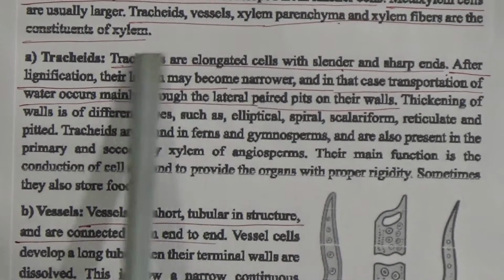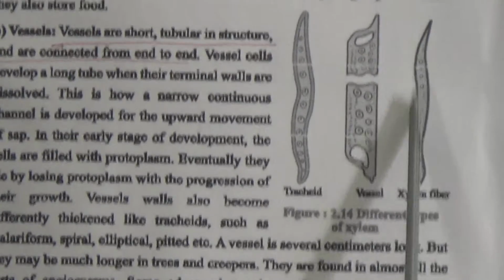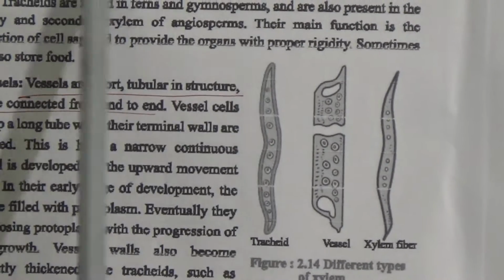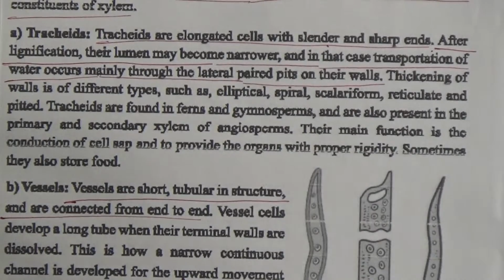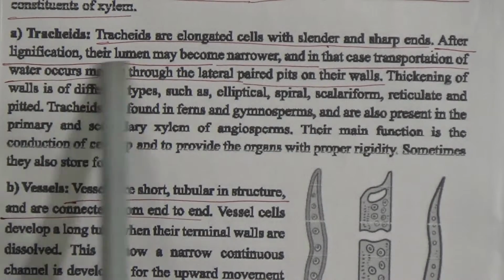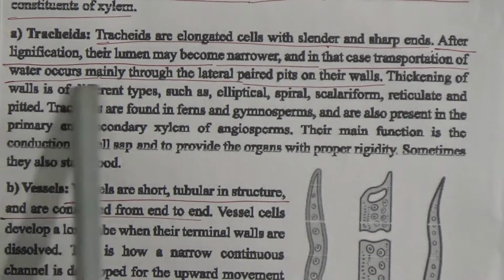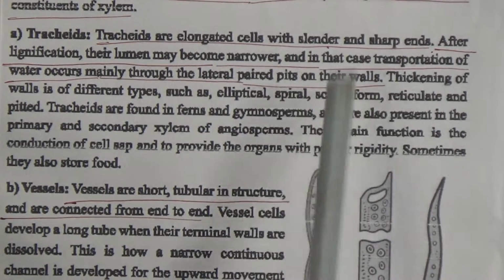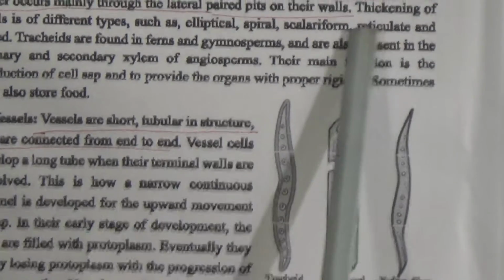Tracheids are elongated cells. You can see the picture of a tracheid here, and this is the xylem fiber. Tracheids are elongated cells with slender and sharp ends. After lignification, their lumen may become narrower, and in that case transportation of water occurs mainly through the lateral paired pits on their walls.